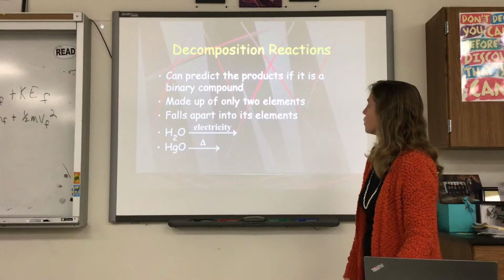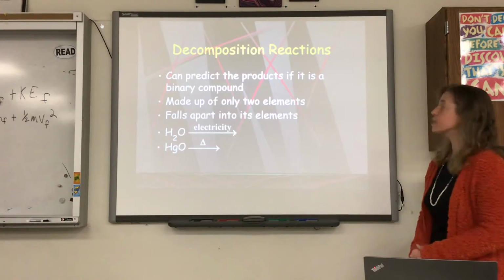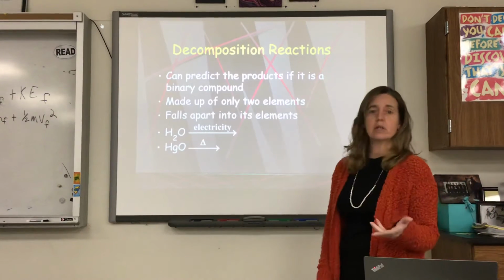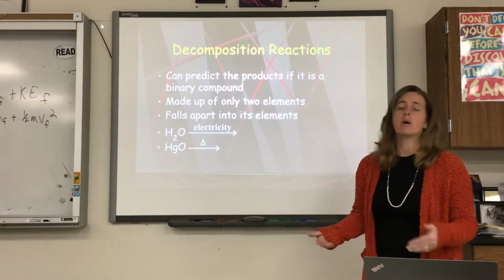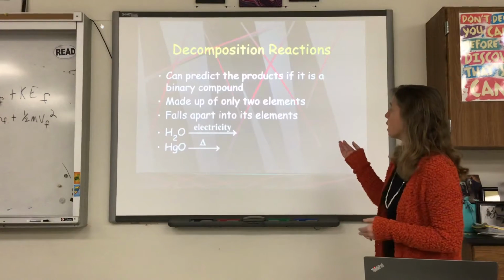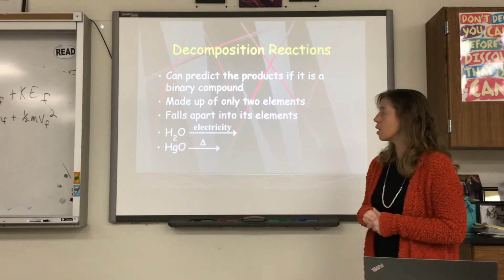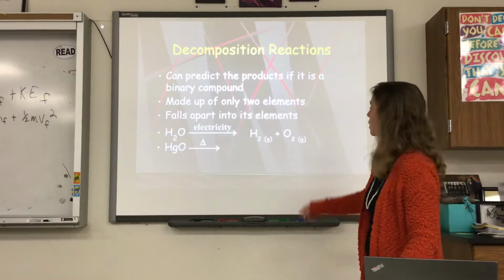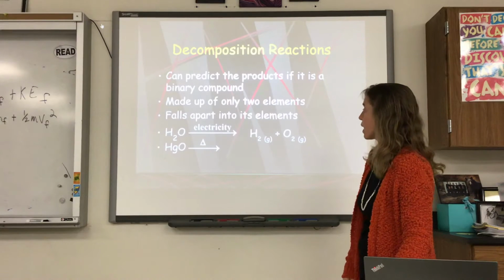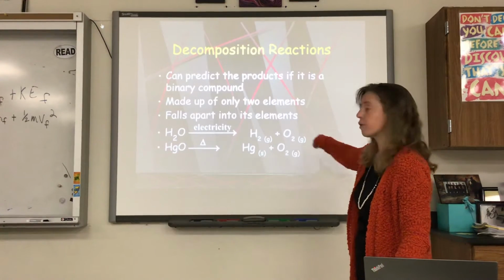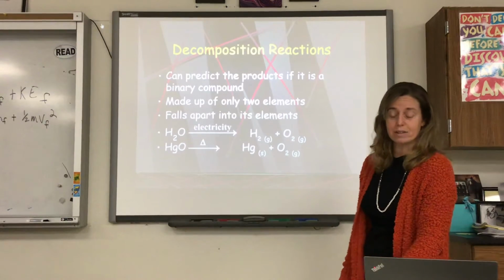Alright, so you can predict the products if it is a binary compound. Binary meaning 2, right? So you can predict in a decomposition what it would split up into. When you have more than 2 elements, it becomes a little more complex than that. So, for example, H2O: you add electricity to it, and you can decompose that into its component elements of hydrogen and oxygen gas. Mercury oxide, you can break that up into mercury plus oxygen by adding heat.